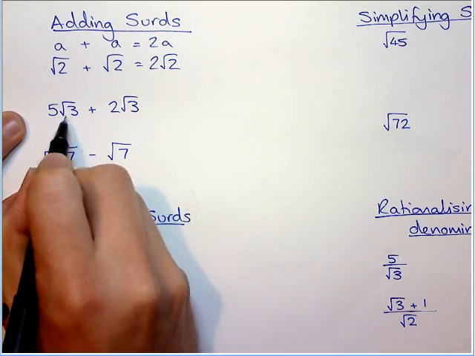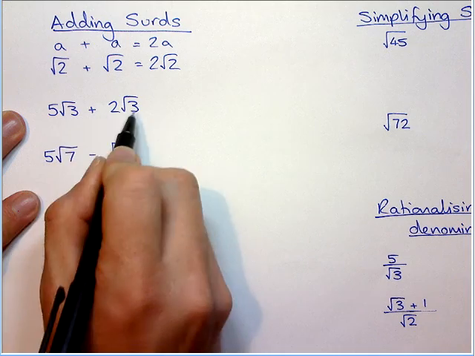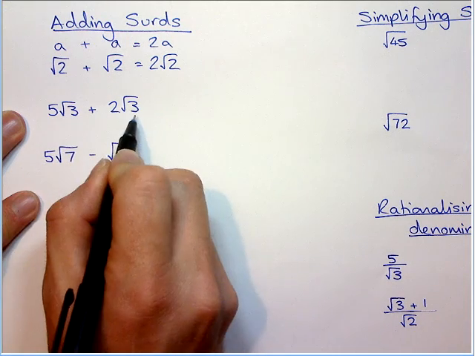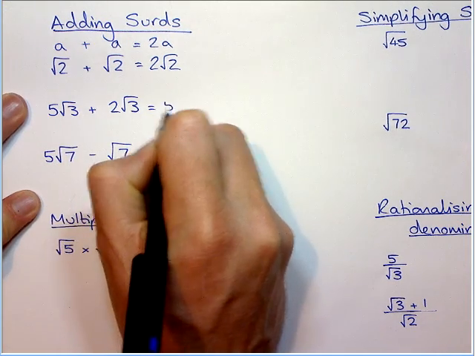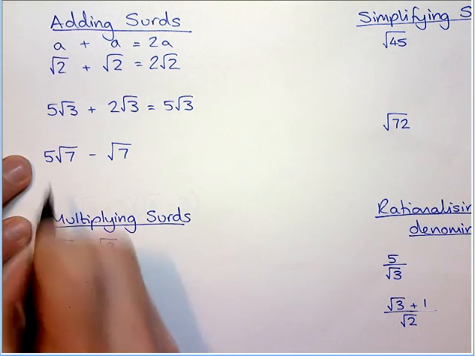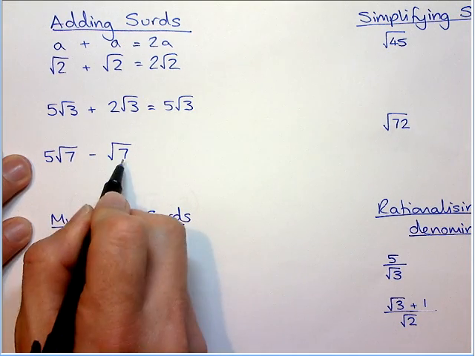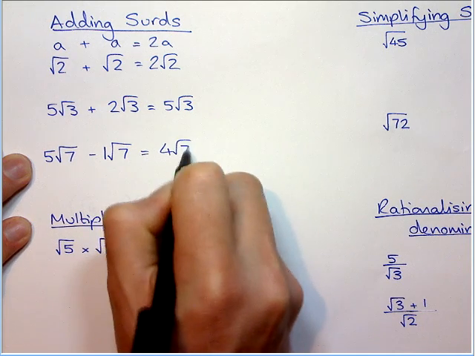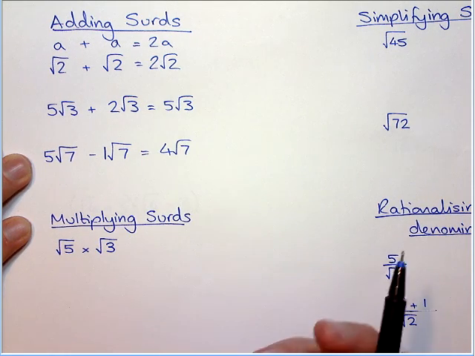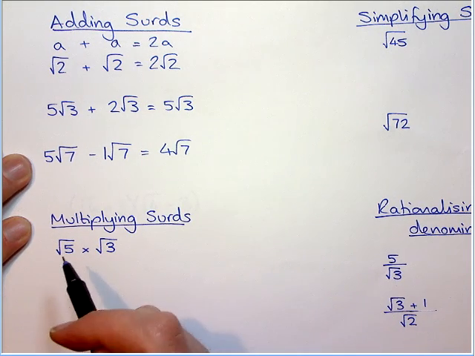So here we have the same like surd, so 5 of them plus 2 of them, so 5 root 3's plus 2 root 3's is 7 root 3's. So 5 root 7's take away a single root 7, if you like you can put a 1 there, well, that's 4 root 7's. So that's pretty simple, but a lot of people make a mistake on it.